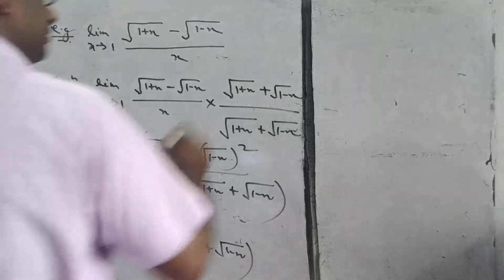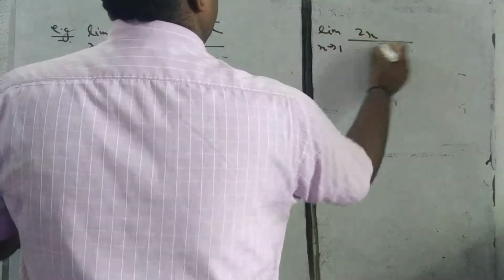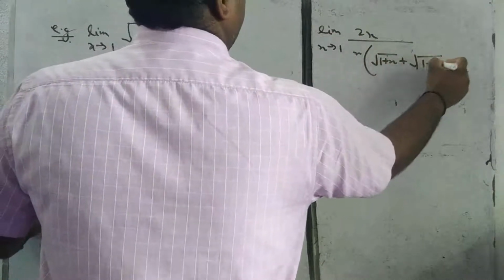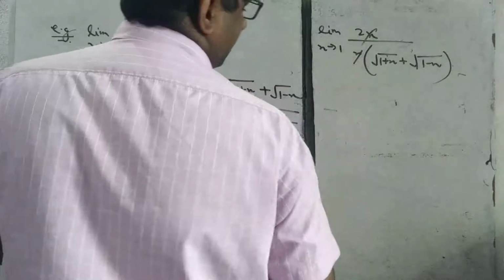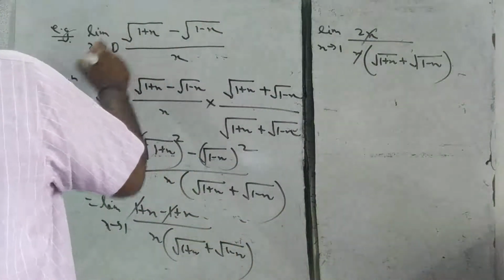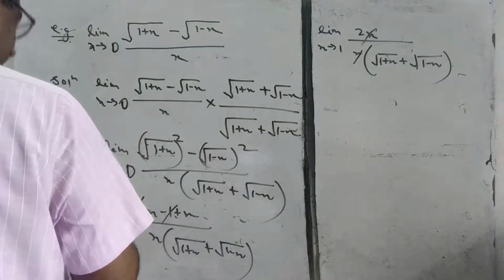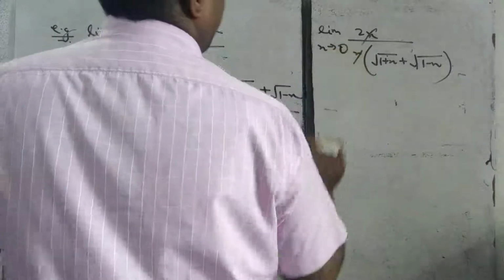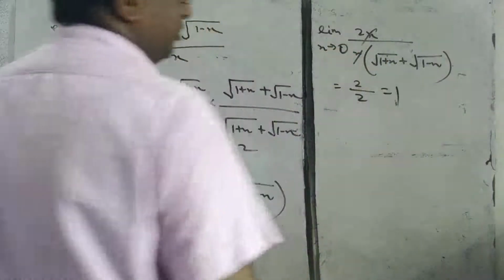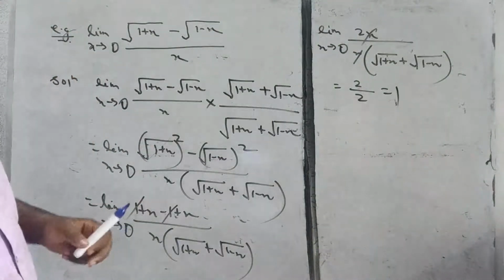The 1 cancels out. Limit x tends to 0, 2x upon x into root 1 plus x plus root 1 minus x. X cancels out. Sorry, the question is x tends to 0. And if you put x equal to 0, then you get 2 by 2 is equal to 1.